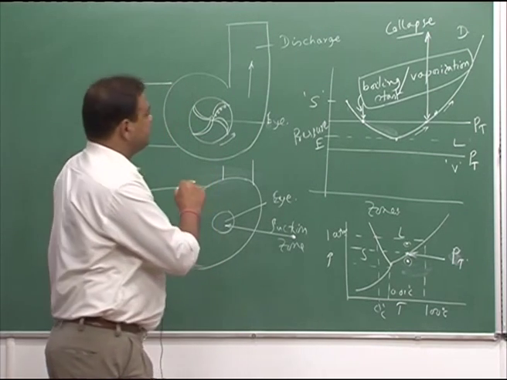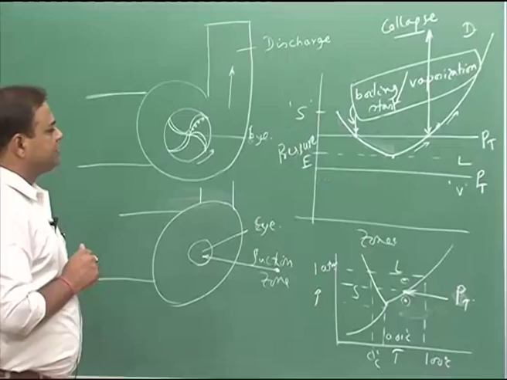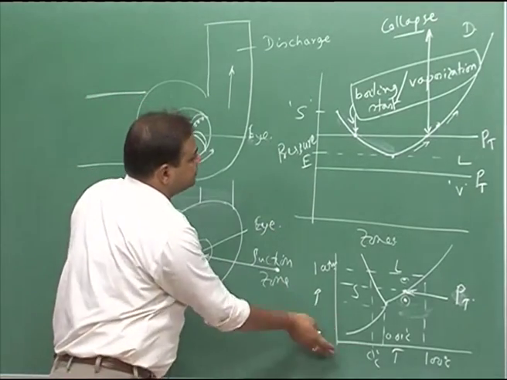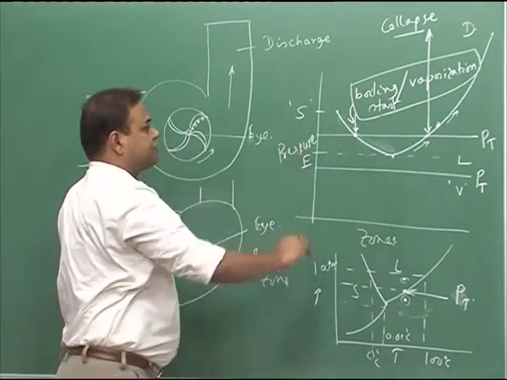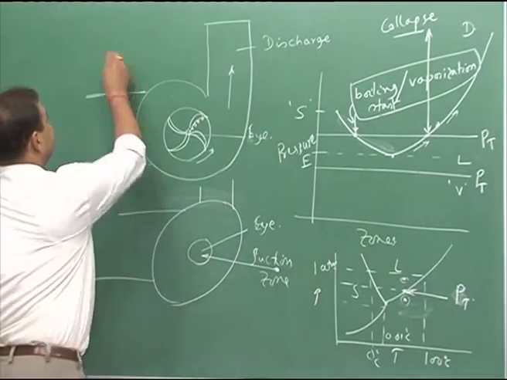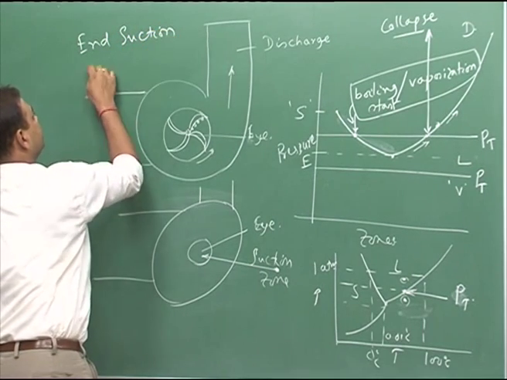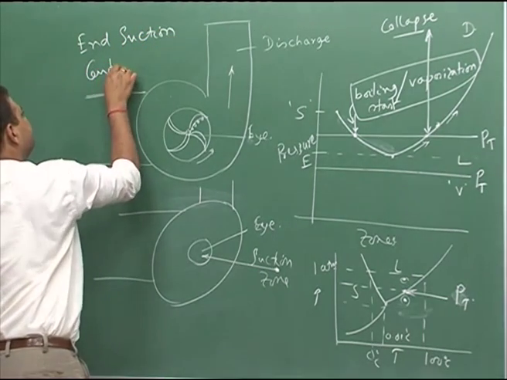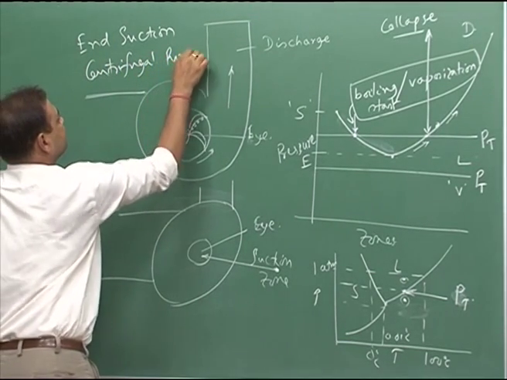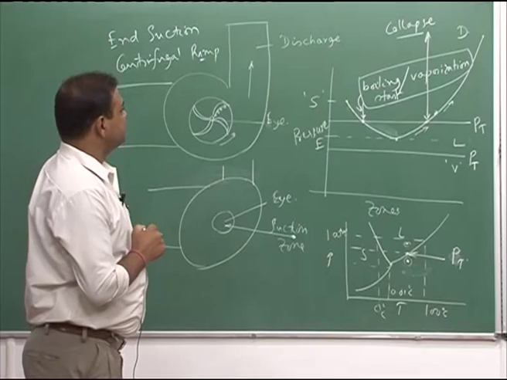So, this is one classical example of how the cavitation damage happens, and the pressure-temperature relation, and that relates to the situation experienced by the impeller in case of an end suction centrifugal pump. So, this is about cavitation damage.